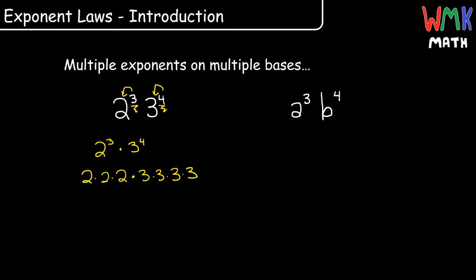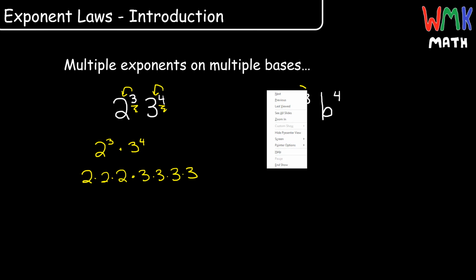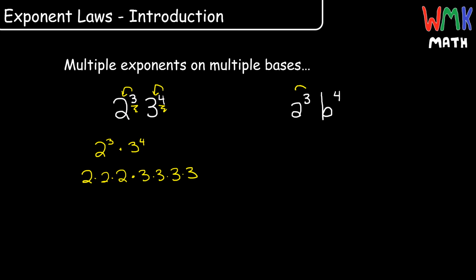Now, what about a to the 3, b to the 4? Exactly the same idea here. This 3 only affects this a here, so let me draw again. And this 4 only affects this b. This 4 does not affect this a because that's not the base. Remember, the base is always to the left of whatever the exponent is. Or in other words, if the base is in the middle, the exponent is always to its immediate right.